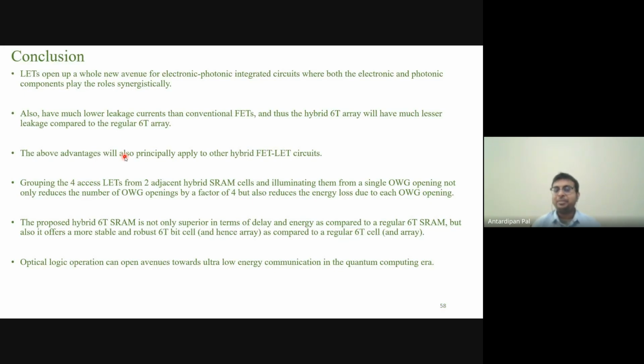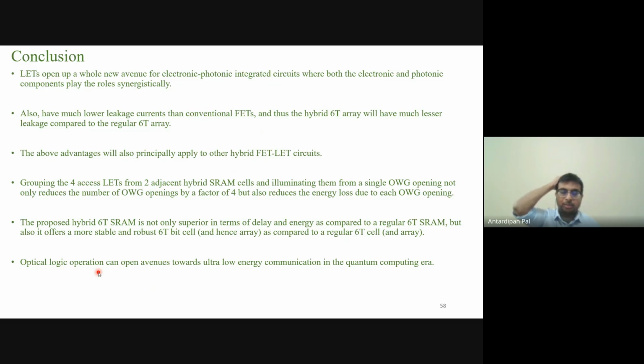Exactly the same thing I have been telling for the last 1.5 hours. So low leakage, this opens up a whole new avenue for electronic photonic integration, as you have seen. Now this principle which we have talked about today is fundamentally applicable to all photonic systems, not only our LET structure. Whatever concepts we have, we can use in other structures too, if you know how to do it.